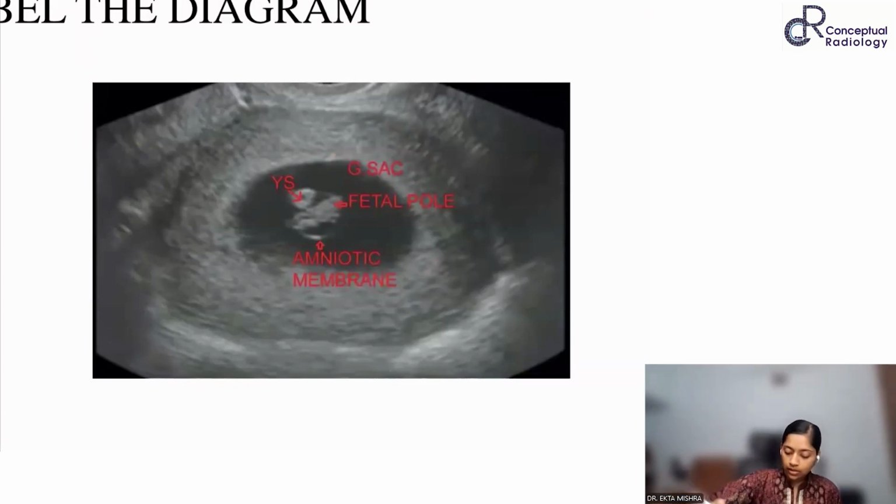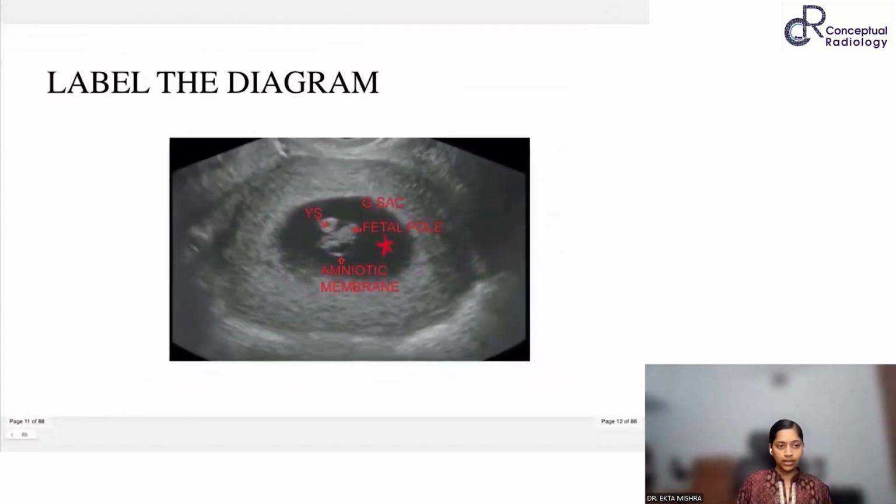Now, chocolate question is, what is this cavity in which the entire thing is present, enclosing the G-sac? What is this star? So, amniotic membrane, fetal pole, yolk sac, G-sac, some trophoblastic reaction on all sides, uterus. What about this star? As we learn the embryology, we'll get to know.